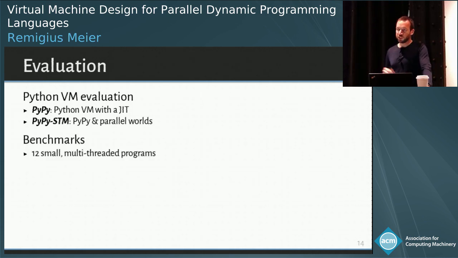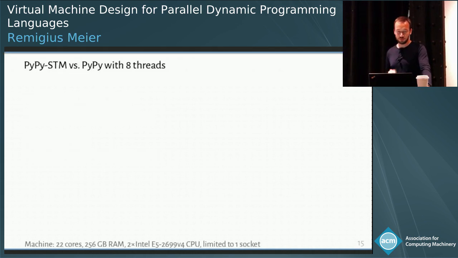We measure the runtime of a few benchmarks here. They are small, but explicitly threaded benchmarks. So explicitly threaded in a way that any Python programmer would use threads. So we compare PyPy STM versus PyPy, and we allow 8 threads to run. That means that a theoretical program could get at most an 8 times speed up if it can perfectly scale with the number of threads.